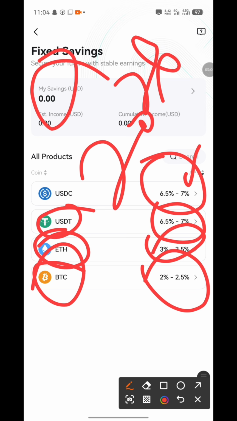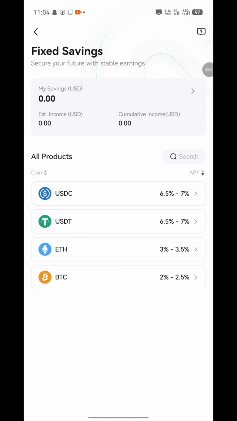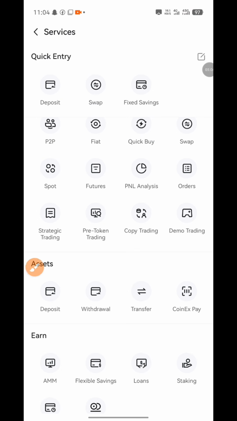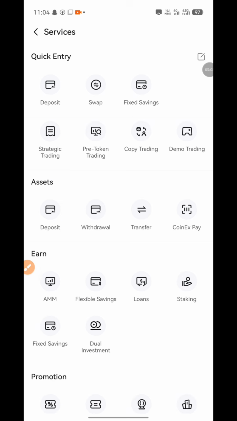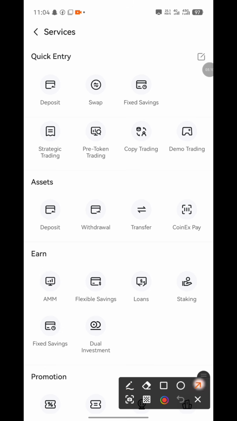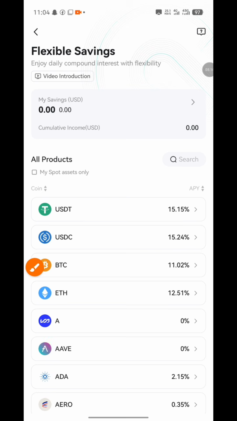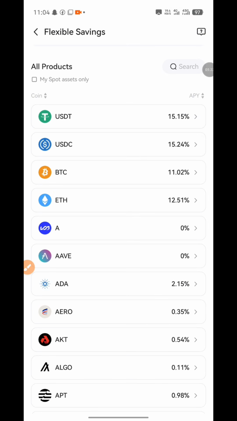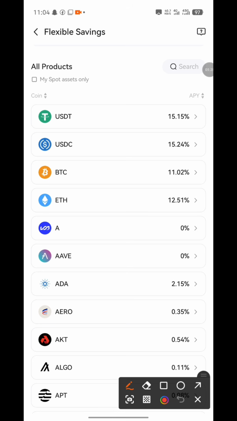Without wasting time, let's look at the flexible savings, since we've seen the fixed. Let's quickly look at the flexible savings, which is this one. As we said, with flexible savings, you can take your funds anytime, and the returns are also daily. You can see there are a lot of stable coins here, and also other coins that you can stake and use as savings products.